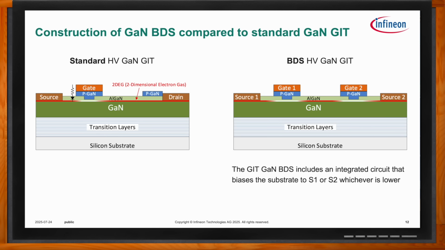Eric, you mentioned that P-GaN on the drain, and that helps mitigate dynamic RDS on. But in the BDS, there is no drain, just two sources. How do you manage dynamic RDS on here? Yeah, so the P-GaN, as you say, is the key for mitigating dynamic RDS on. The gate in the GIT injects holes through that P-GaN, and there's also the P-GaN next to the drain. When we add the second gate, as you say, there is no drain, but I have two gates, both of which can inject holes and mitigate the dynamic RDS on problem.